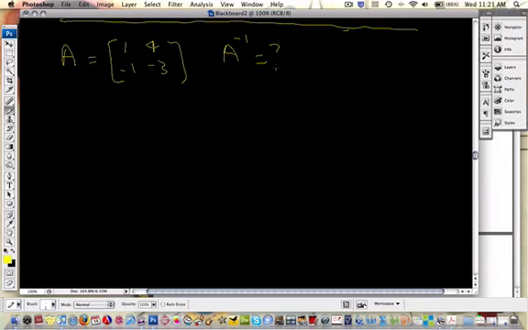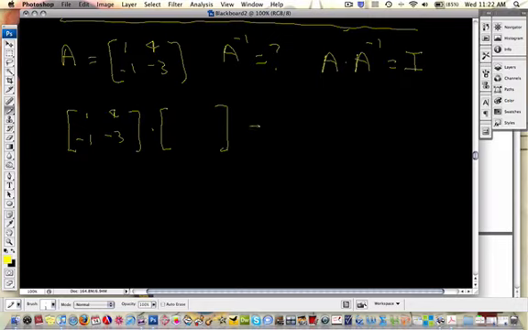So how would you find out what the inverse of a matrix is? Well, we do know from what we said above that a matrix times its inverse should be equal to the identity matrix. So I can actually write a matrix equation. I can say matrix A, which is 1, 4, -1, -3, times the inverse of A, which I don't know what that is yet, should equal the identity matrix.